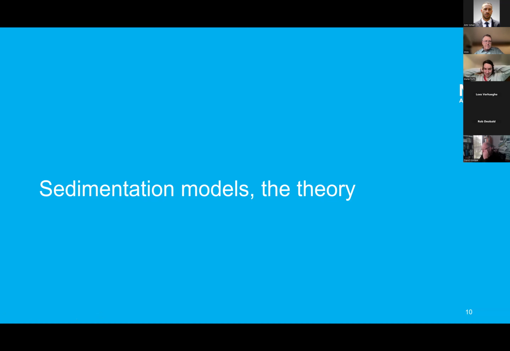Thank you, Imre. Yes, so in the next part, I will try to talk a little bit about the theory behind sedimentation models. And again, specifically, we will focus in the session on the 1D sedimentation models that are used for secondary settling tanks, because I think those are the ones that we mostly find in commercial simulators and many other software packages.